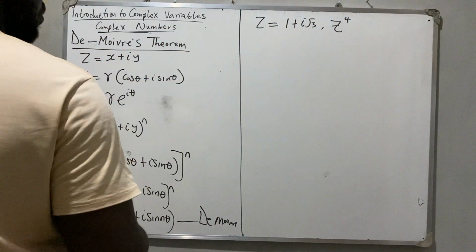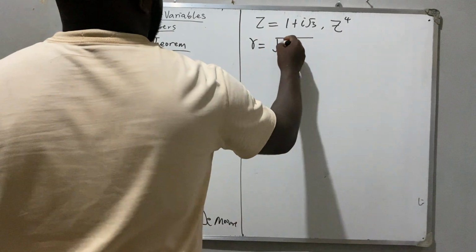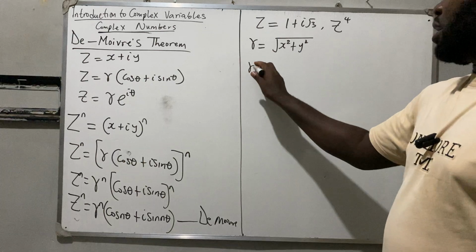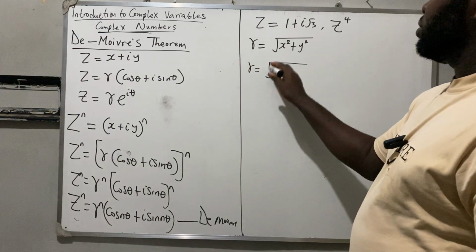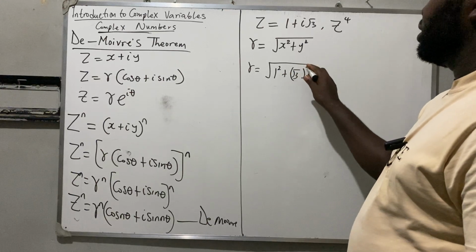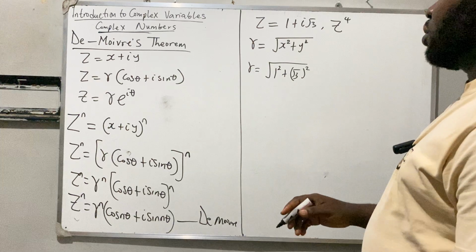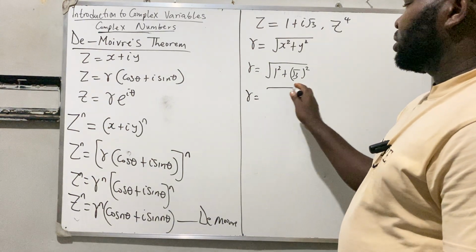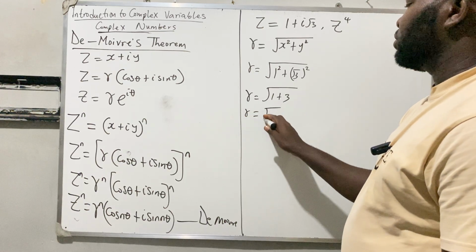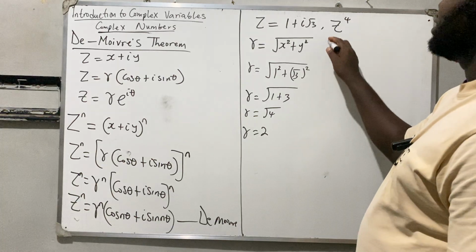To convert it into polar form, the first thing I'm getting is my r. My r is equal to the square root of x squared plus y squared. So r is equal to the square root of 1 squared plus root 3 all squared. Don't forget that this is your x, and the one that is close to i is your y. So r becomes the square root of 1 plus 3, so r becomes the square root of 4. So my r becomes 2.